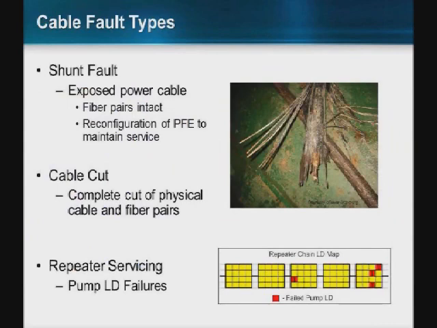These are just some common fault types. You have a shunt fault, which is when the power conduit is exposed to the ground potential of the sea. Fiber pairs remain intact, and the PFE has to reconfigure and rebalance to maintain service, but the segment can remain in service until you can get a ship out to do the repair. You have a cable cut, which is a complete cut of the segment. Obviously, the segment at that point is taken down. Repeaters, as highly available and reliable as they are, have redundant components to protect against laser diode failures. There may be instances where a catastrophic event actually damages the repeater, and then you have to bring the repeater up to either service it, repair it, or replace it.